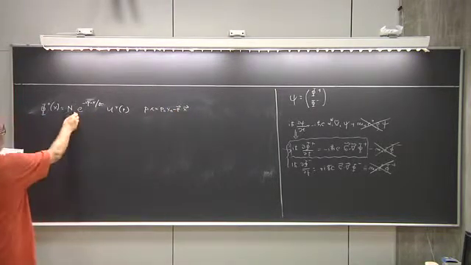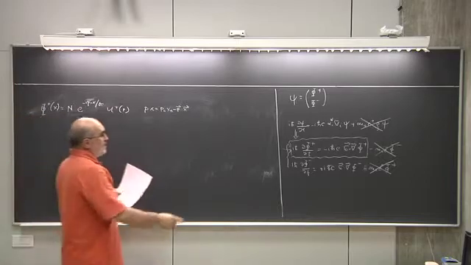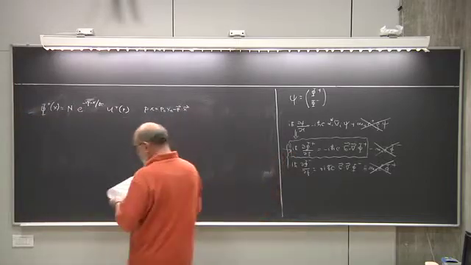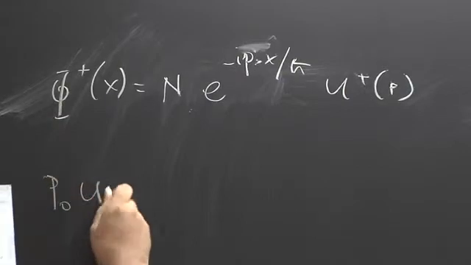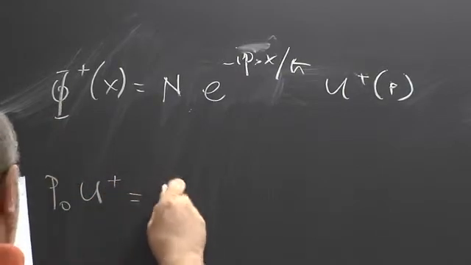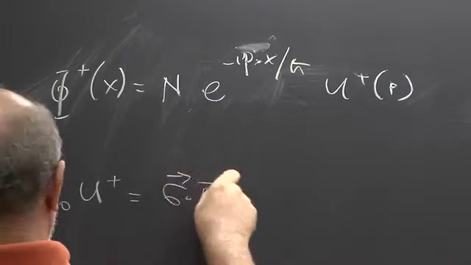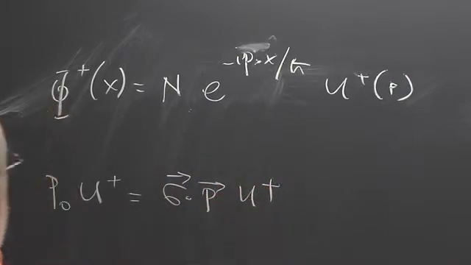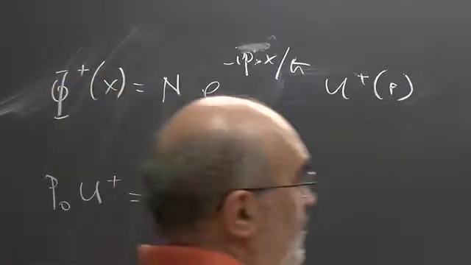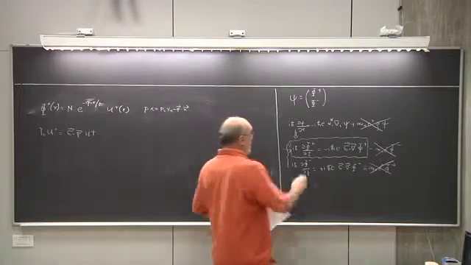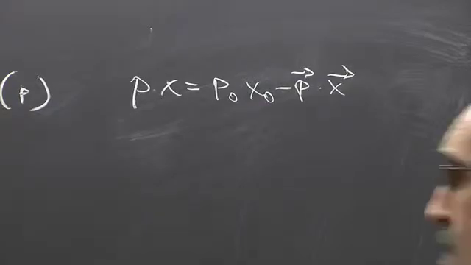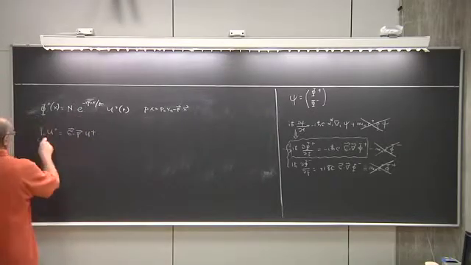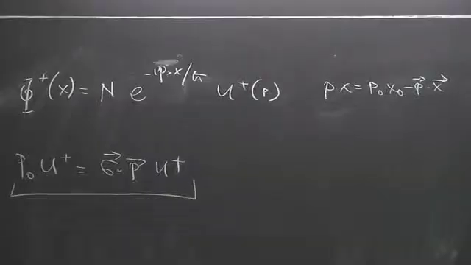If you plug these things into this equation, you get this very simple equation: pi0 p0 u plus equals sigma dot p u plus. Do the derivative with respect to t, and what do you get? You get pi 0, and so on. Then there is an h bar here and an h bar there that cancel, and you get down to this relation.